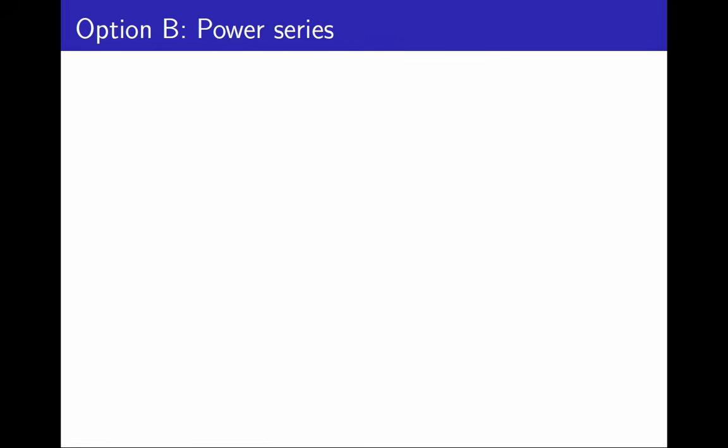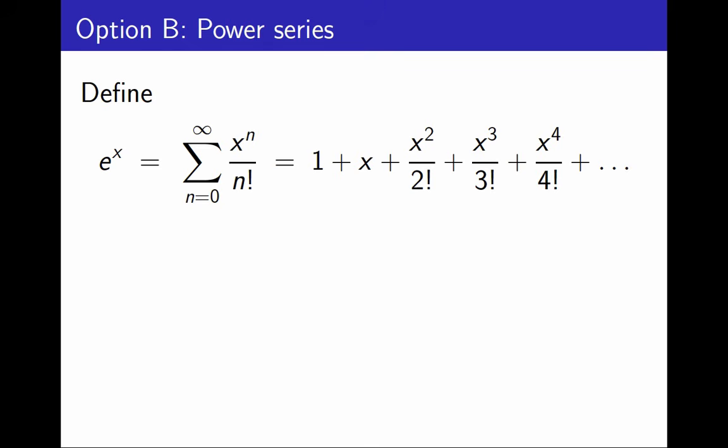Another option is to define e to the x as a power series. Specifically, to define e to the x with this equation. You would need the full theory of power series, not just a single theorem. You normally learn it when you study Taylor series at the end of a calculus course. A disadvantage of this option is that proving the properties of the exponential from this definition is harder. An advantage of this option is that it generalizes very easily if we want to use complex numbers rather than only real numbers.